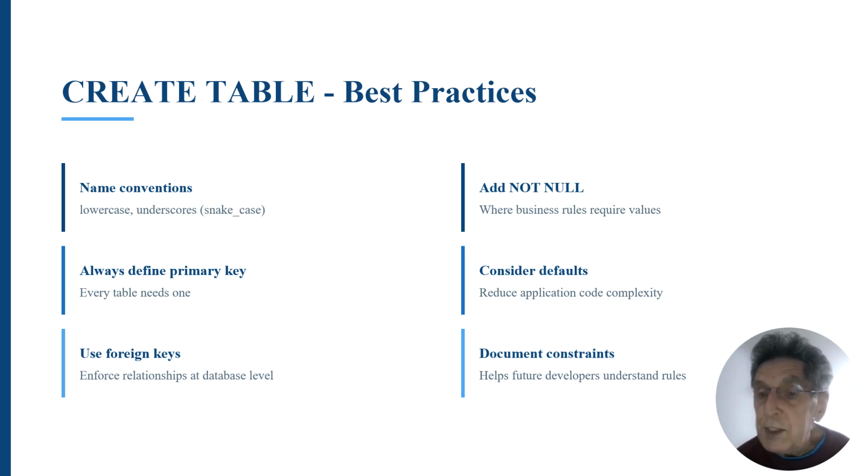Don't just document relationships, enforce them. Let the database reject bad data. Add not null judiciously where business rules require values. But don't over-constrain. Nullable has valid uses. Consider defaults. Default now for timestamps. Default true for is active flags. This reduces application code entry. Document constraints with comments in your SQL files, explaining why constraints exist. In the future, you will thank yourself for documenting extensively.